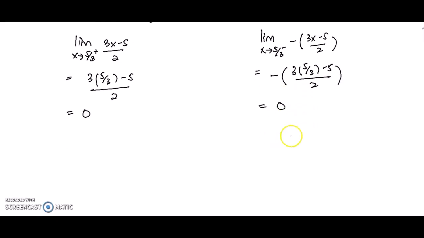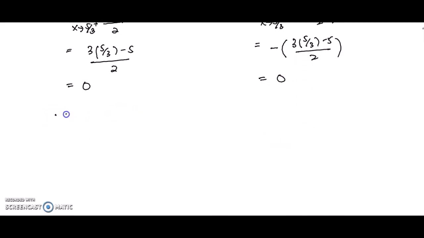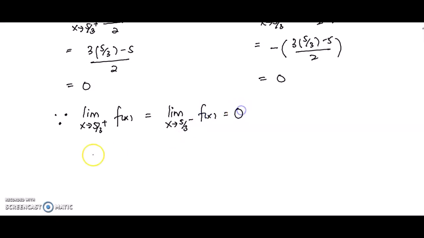So what is our conclusion and the reason? The reason is that the limit when x approaches 5/3 from the right is equal to the limit when x approaches 5/3 from the left, and both of them equal 0. Then we say that the limit when x approaches 5/3 is equal to 0, and that the limit exists.